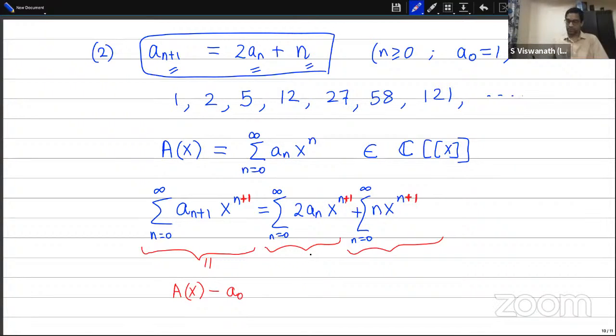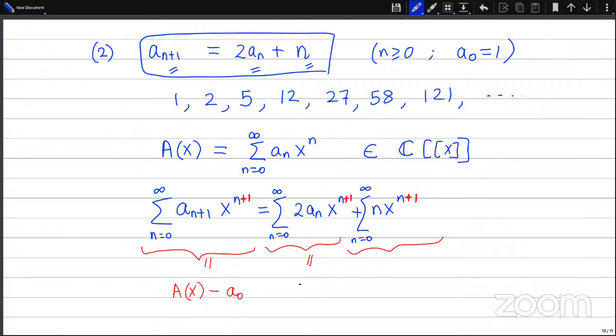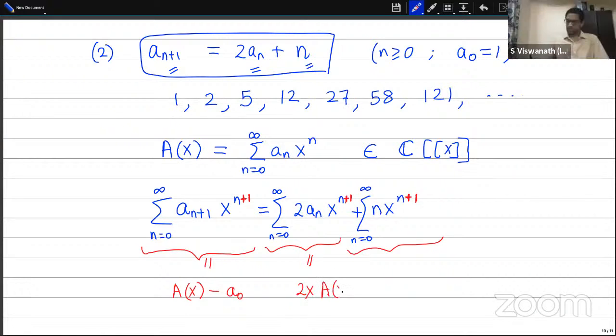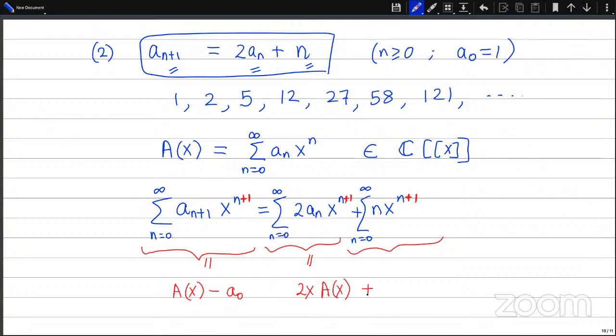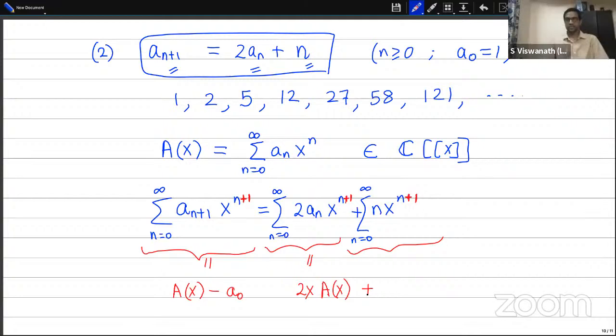So let's look at the next fellow. What is this? 2x A(x). Observe, this is 2x A(x), absolutely. Plus, now coming to this term, what does this look like? This was suggested before. Maybe we should take the derivative, because that's exactly the sort of thing which will bring an n in front of the terms. So let's do that.